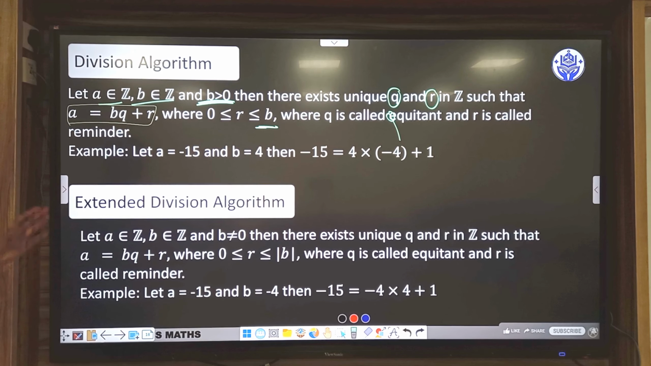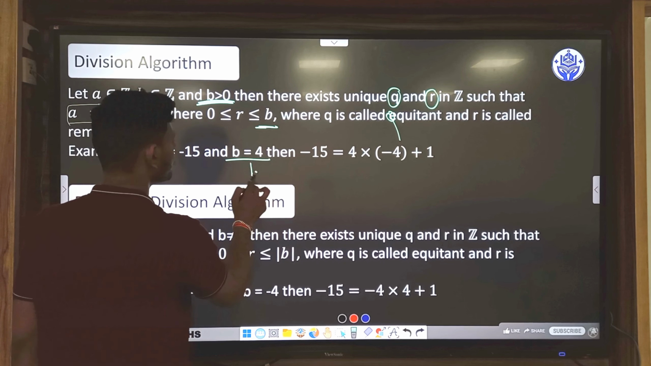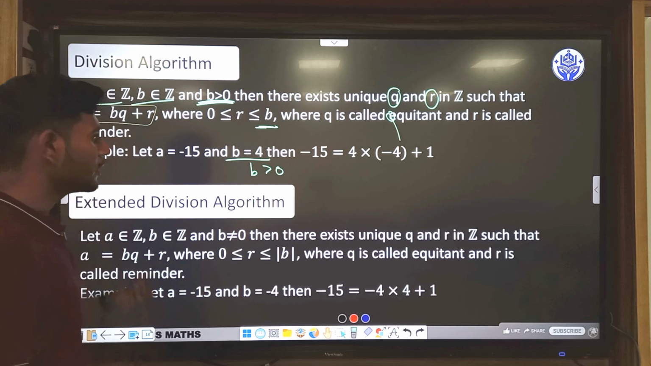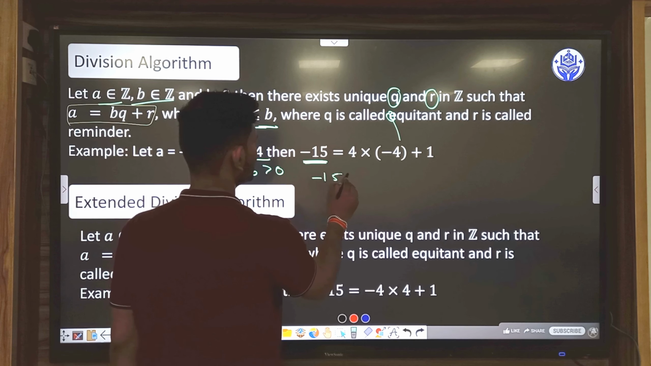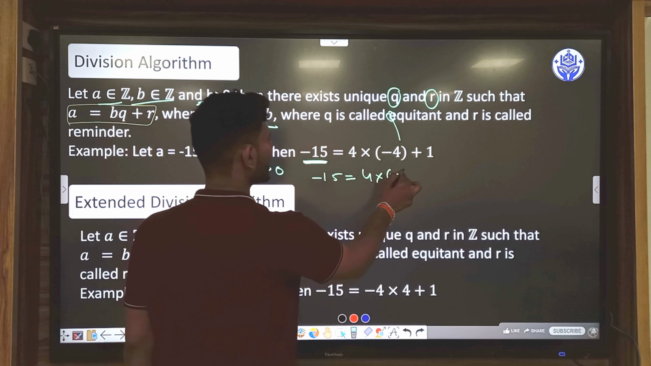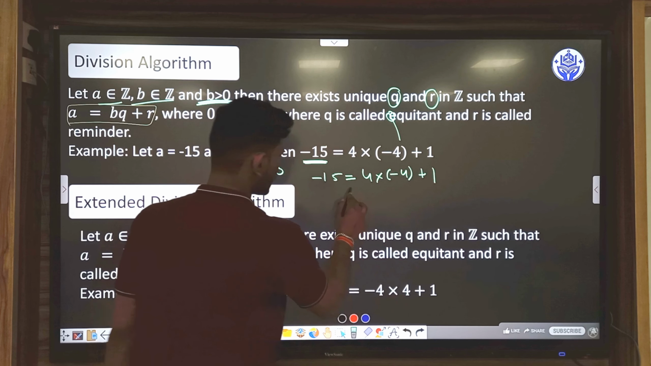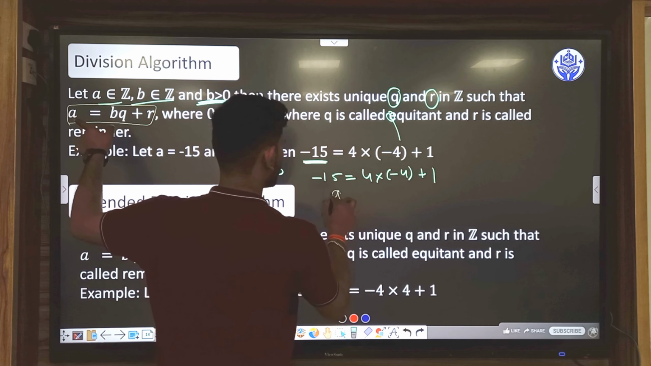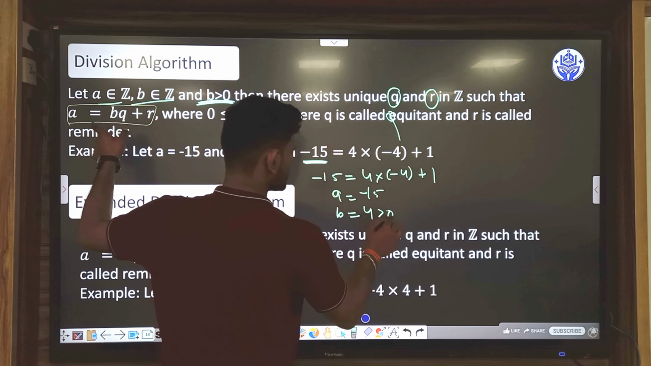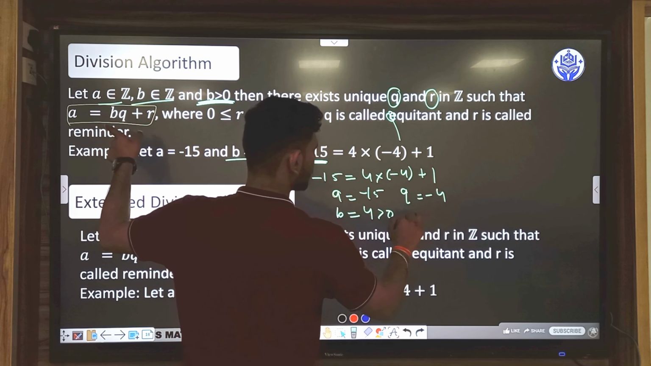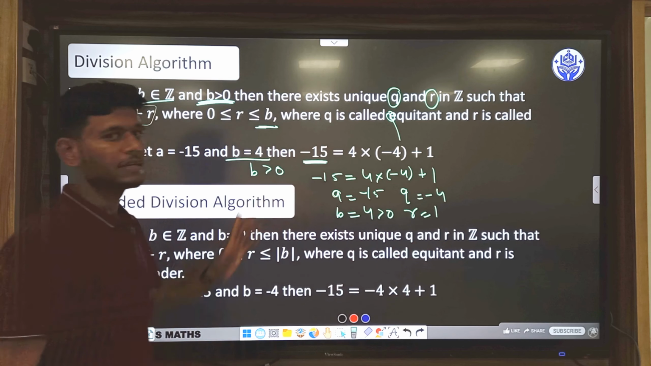So here, let A is equal to minus 15 and B is equal to 4. Let's say B is greater than 0 here. So what does the division algorithm say? Minus 15 is nothing but 4 into minus 4 plus 1. So A is minus 15, B is equal to 4, which is greater than 0, Q is equal to minus 4, and R is equal to 1. This is the division algorithm.